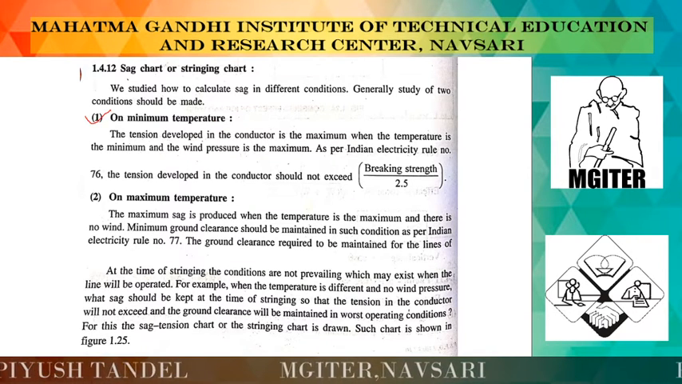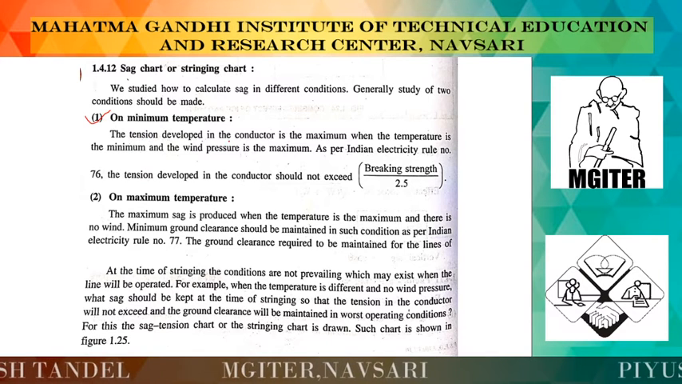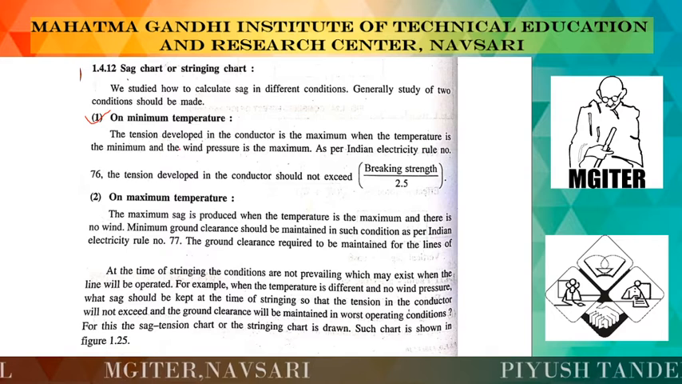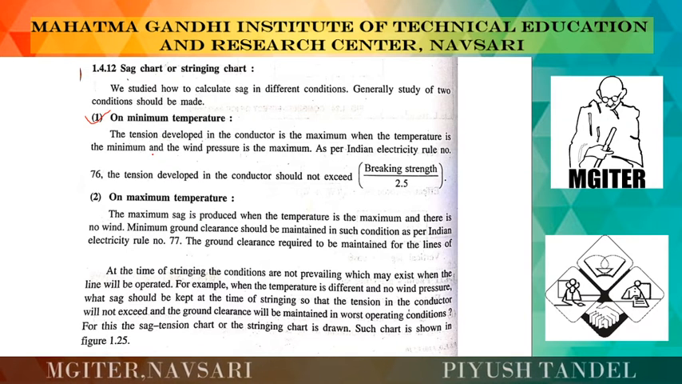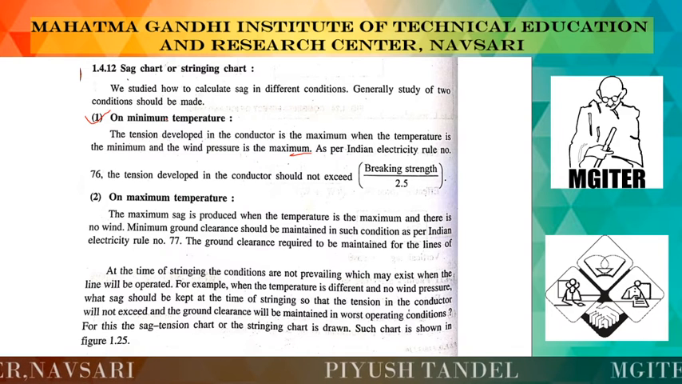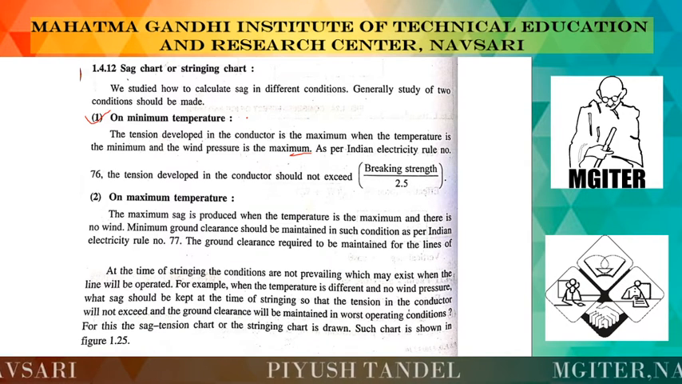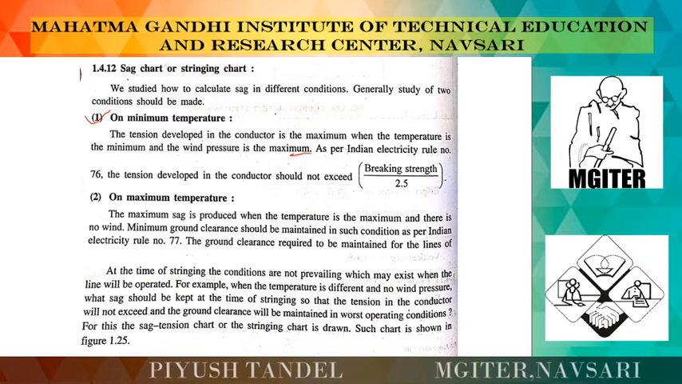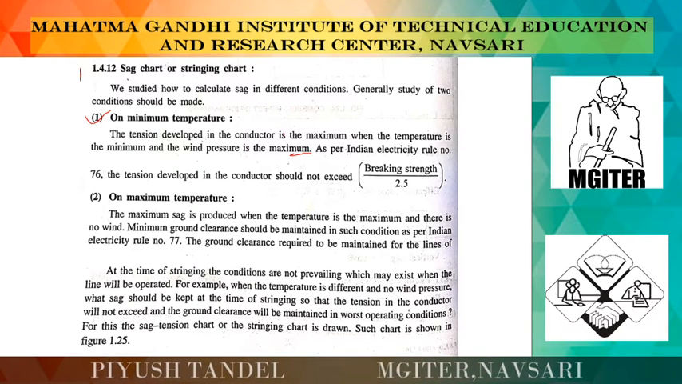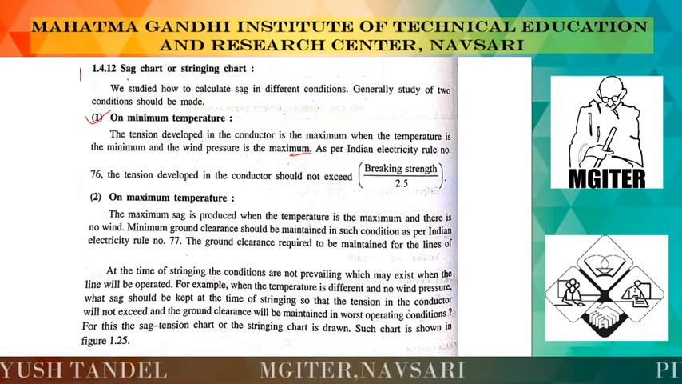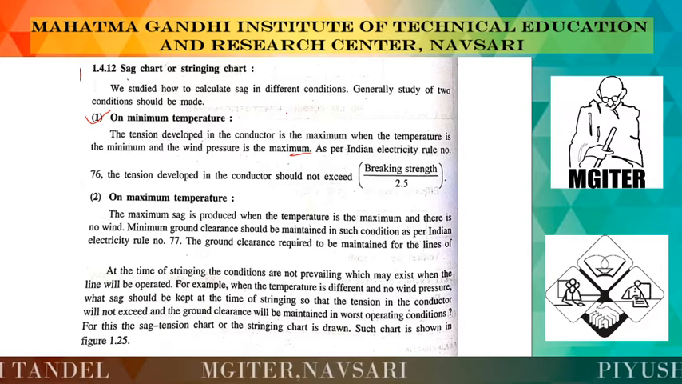At minimum temperature, the tension developed in the conductor is the maximum, and the wind pressure is maximum. What is the meaning of that? Whenever the temperature is minimum, the length of the conductor is going to shrink, and with the decrease in length, the sag is going to decrease, and by decreasing the sag of that conductor, the tension on that conductor is going to be increased.